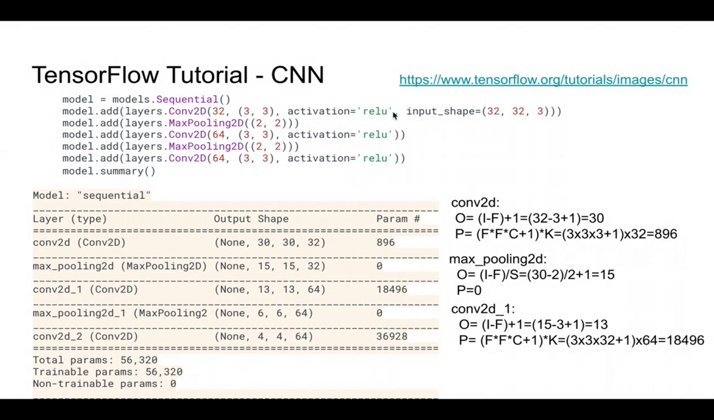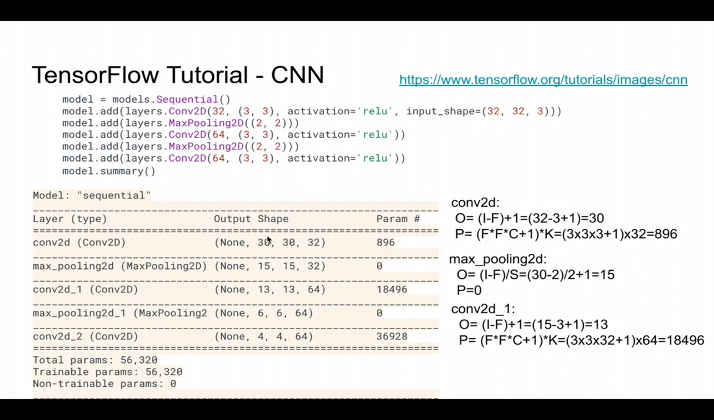We can calculate the expected output size of the first convolution layer. After applying the formula, the padding is 0. Therefore, I minus f plus 1 is 32 minus 3 plus 1, which is 30. You can see here the output of the first convolution layer is 30 by 30 by 32. The 32 comes from the fact that you have 32 kernels.